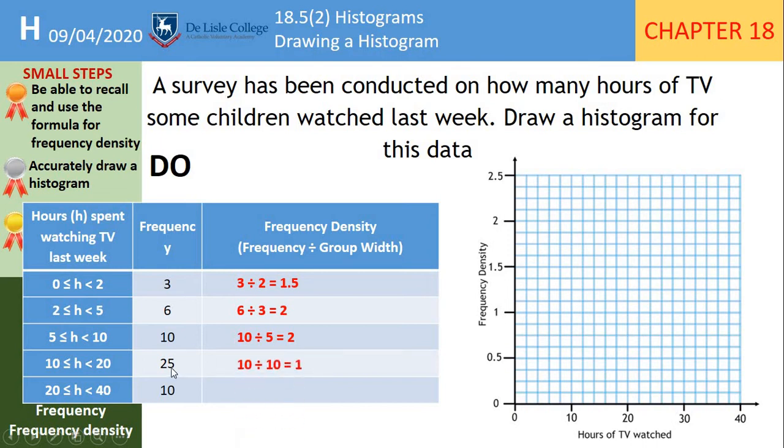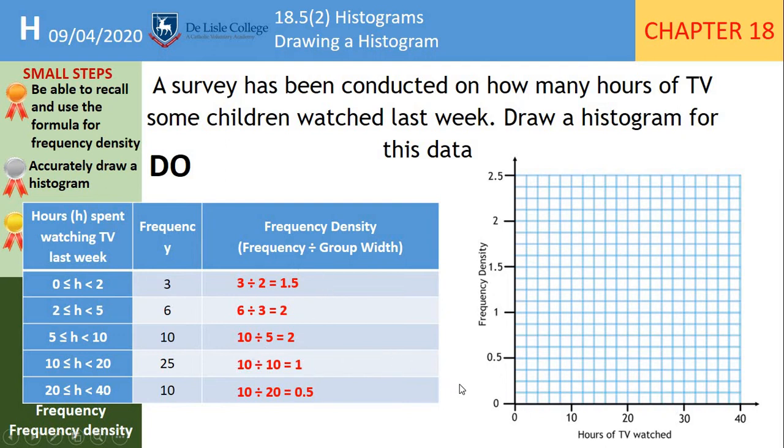Then you should have done the frequency, that should have been a 25, divided by a width of 10. So this one should actually be 2.5, so sorry about this. And then for the last one, we should have done 10 divided by 20 to give us 0.5 here. So this one is incorrect. I will change that on the main PowerPoint.